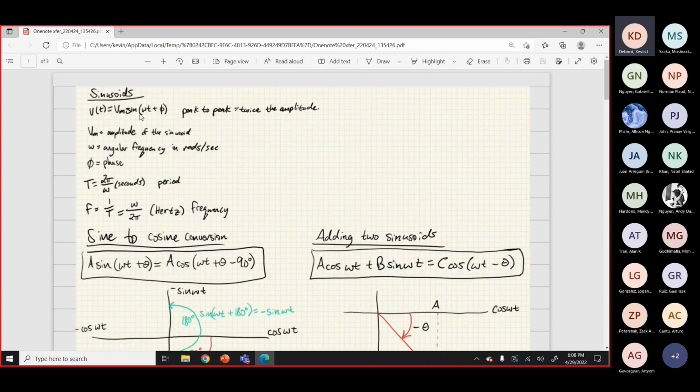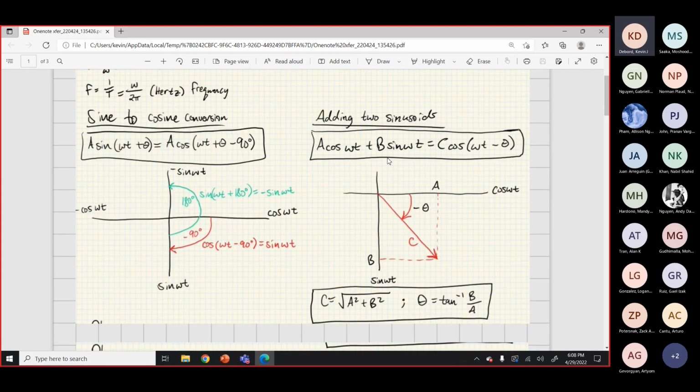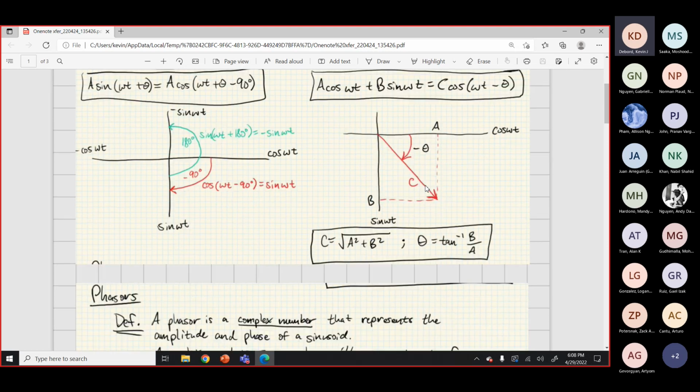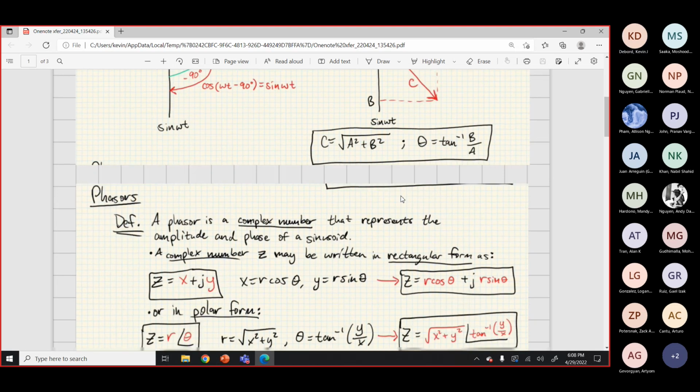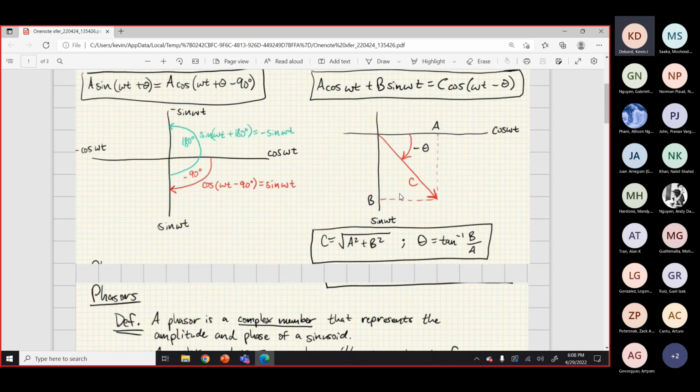Sinusoids, we kind of all know how those work. We got all the definitions here. We've had 2 exams over this. Y'all are fine. Adding 2 sinusoids, you want to switch these over to cosine if one of these is a sine function, right? Here are the graphs for it and the phase shifts. And converting from polar to rectangular. We all got that down pretty good, I think.